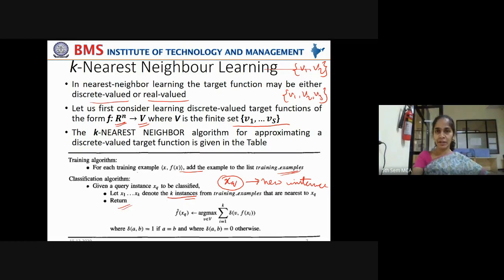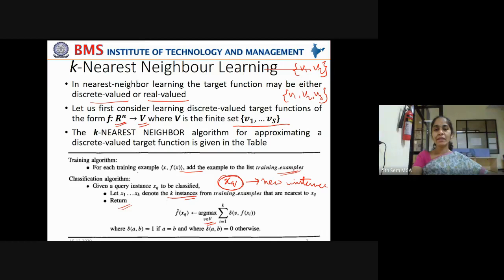Now return. What has to be returned now? The distance of each of those training examples from this new instance. The distance between the new instance and all those training examples which are nearest to xq has to be returned. Only then you can find out which training instance is very near to this new instance. For that, what is the formula we are giving here? Argmax v belongs to V.